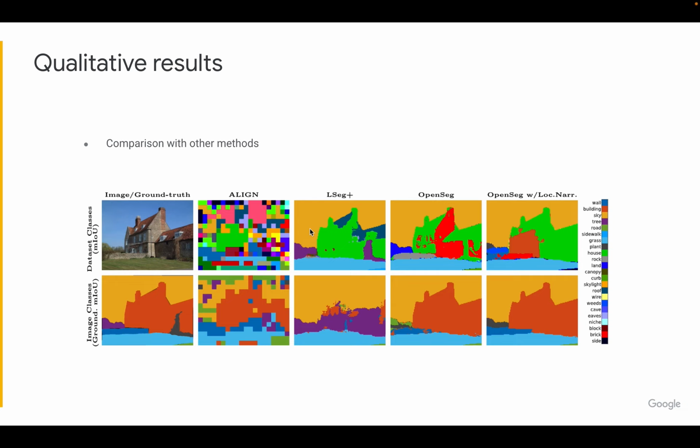This is some qualitative results. Comparing with other methods, ALIGN has very low resolution because it's a classification model. And when trained on more data, when we add the Localized Narrative datasets, we get better performance for OpenSeg. This shows that OpenSeg is scalable.